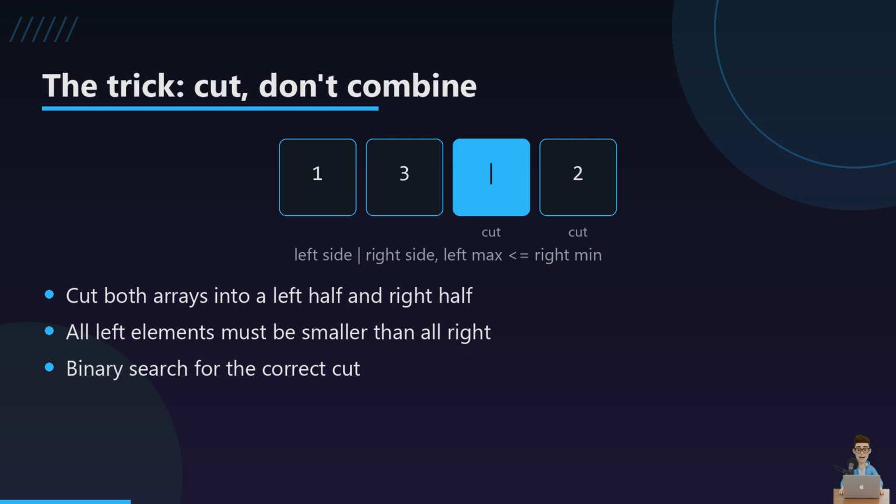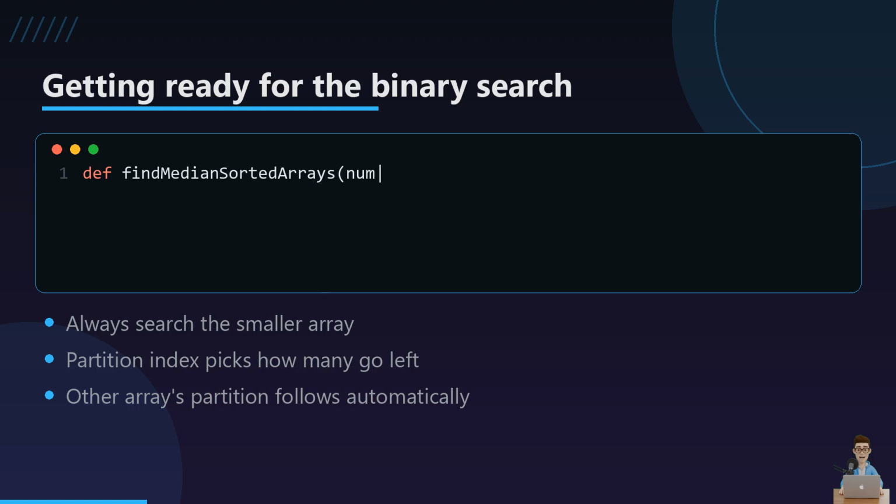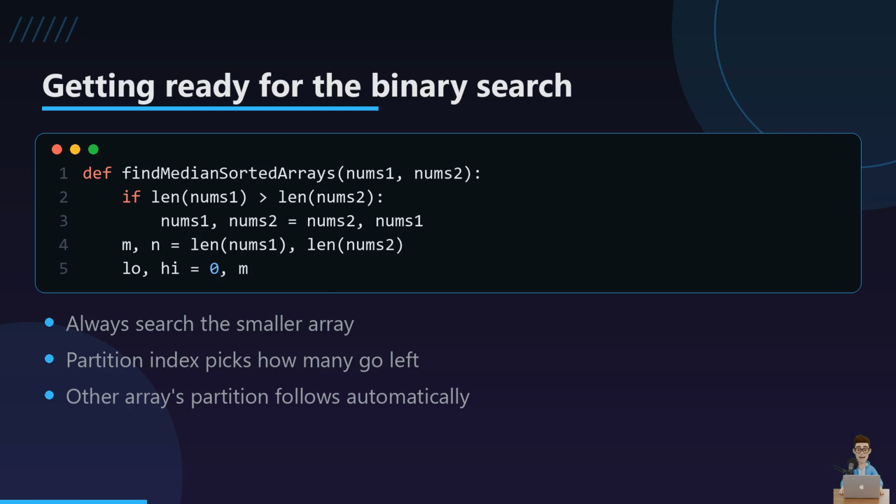To find that perfect cutting spot quickly, we use binary search, remember. That means guessing a spot, checking if it's right, and narrowing down from there, but only on the smaller of the two lists. First, a small housekeeping step. We make sure nums1 is always the shorter or equal list, swapping them if needed. This keeps the amount of guessing we have to do as small as possible.